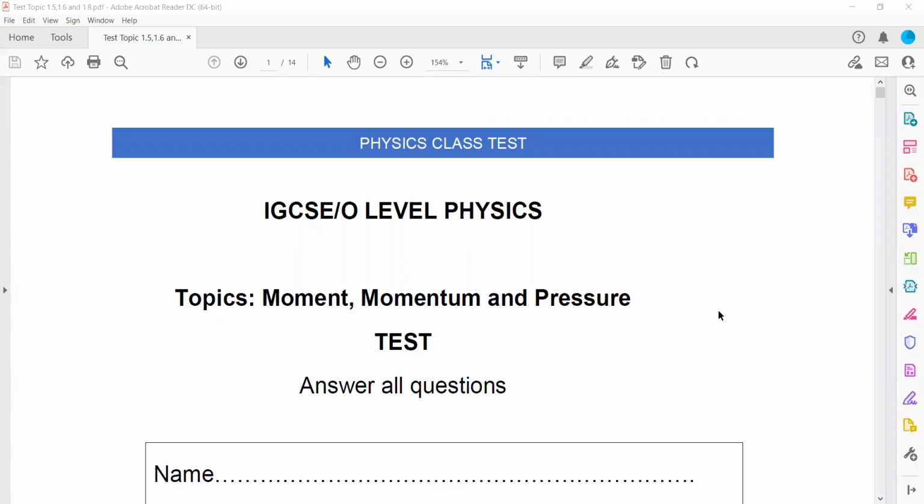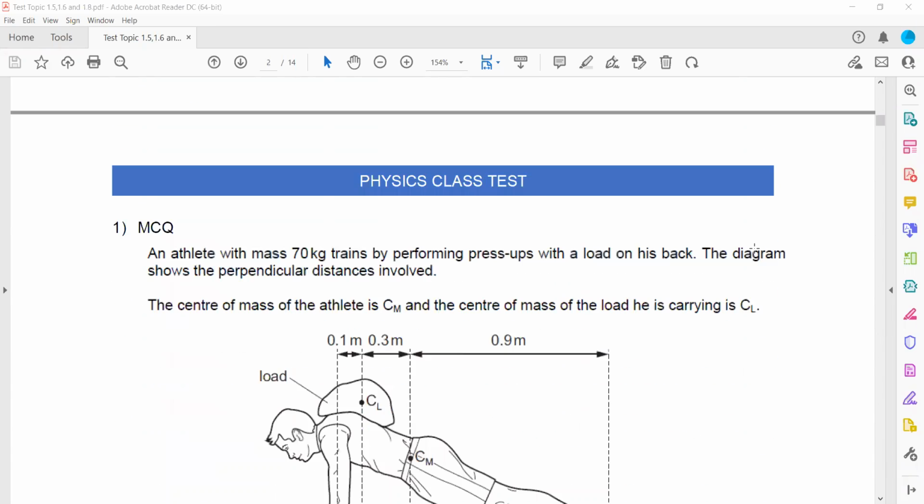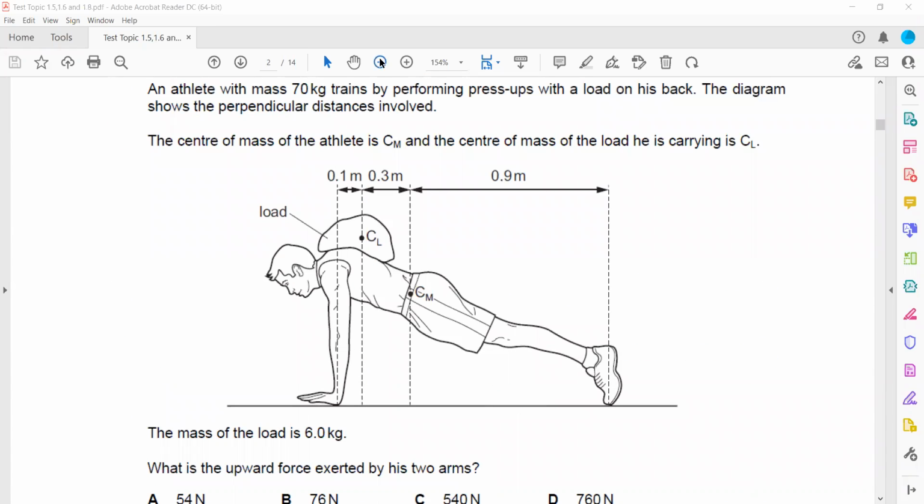Good evening, everyone. This is the test related to the topic moment, momentum, and pressure. In this session, I'll discuss the questions.